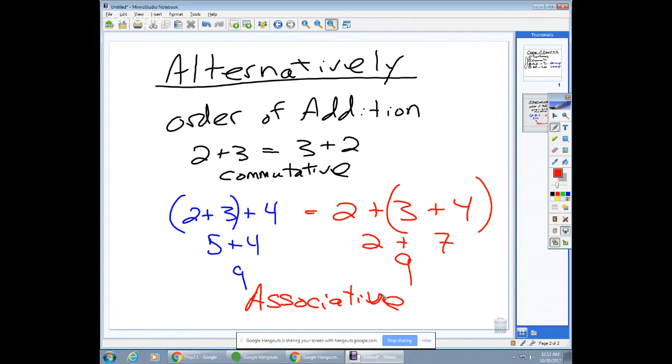But it turns out you can do both these things, commutative and associative, whether you're in addition or multiplication. So I'm just going to make a note up here. Switch to blue or multiplication. And I'll show a couple of examples of that.